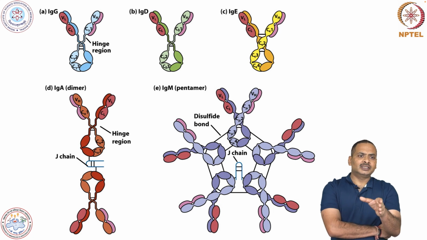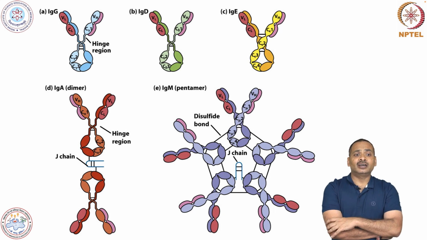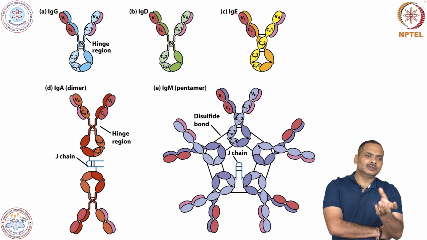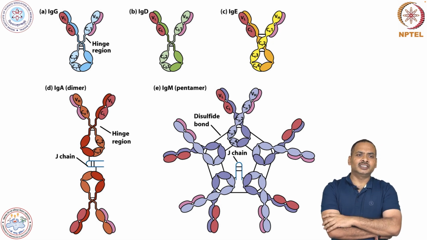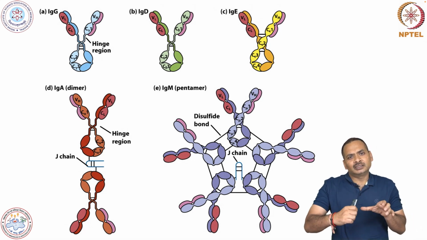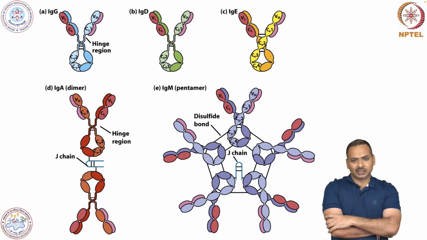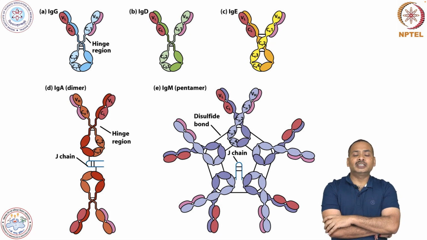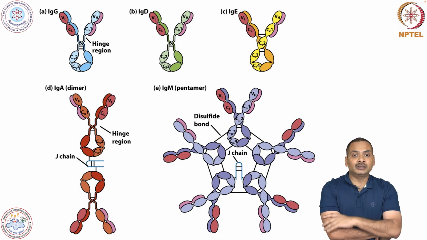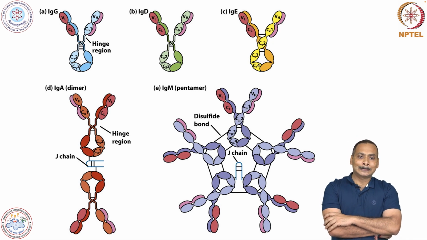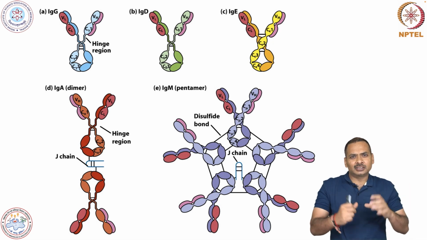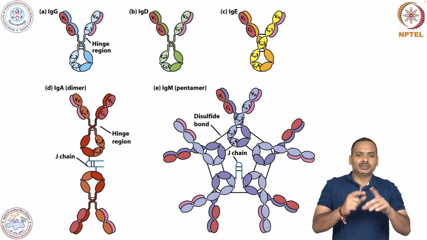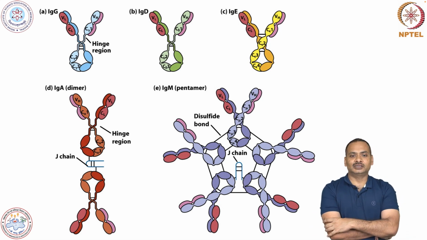And here you can see that IgA is present in dimeric form, and there is a region which we call the J chain, which basically combines these two subunits. And here you can see that IgM is present in pentameric form, and each subunit in this pentameric antibody is joined by a J chain.